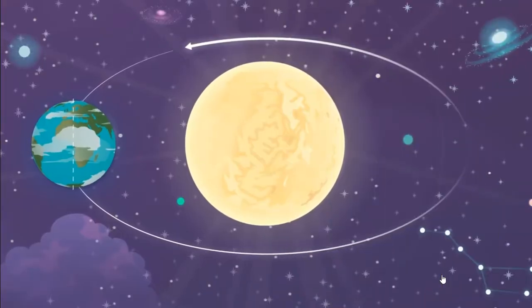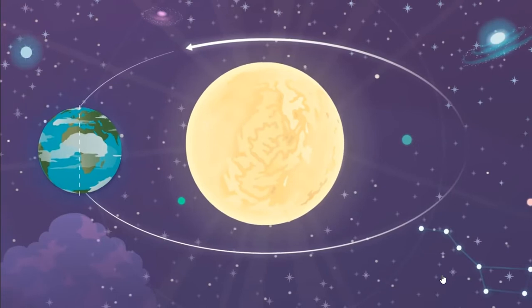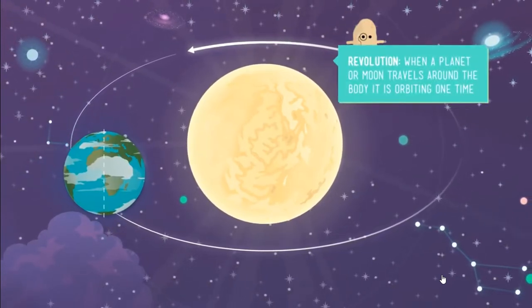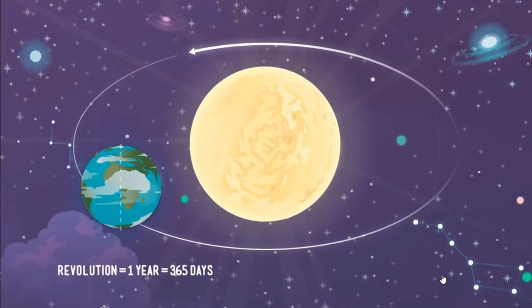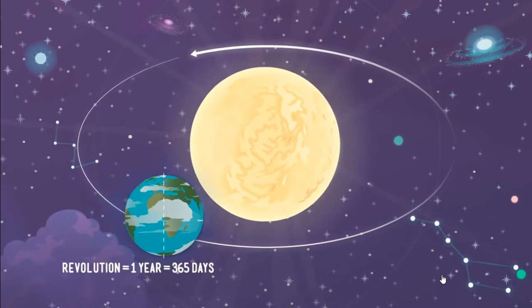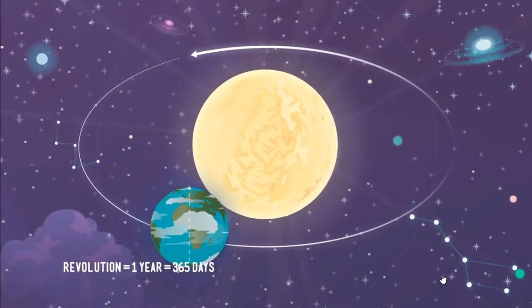Now, hold on tight, because the Earth is actually moving in more ways than one. At the same time that the Earth spins on its axis, it also orbits or revolves around the sun. This movement is called its revolution. One full orbit all the way around the sun is one revolution, and the Earth takes 365 days, or 1 year, to complete a revolution. So have you got all of this so far?